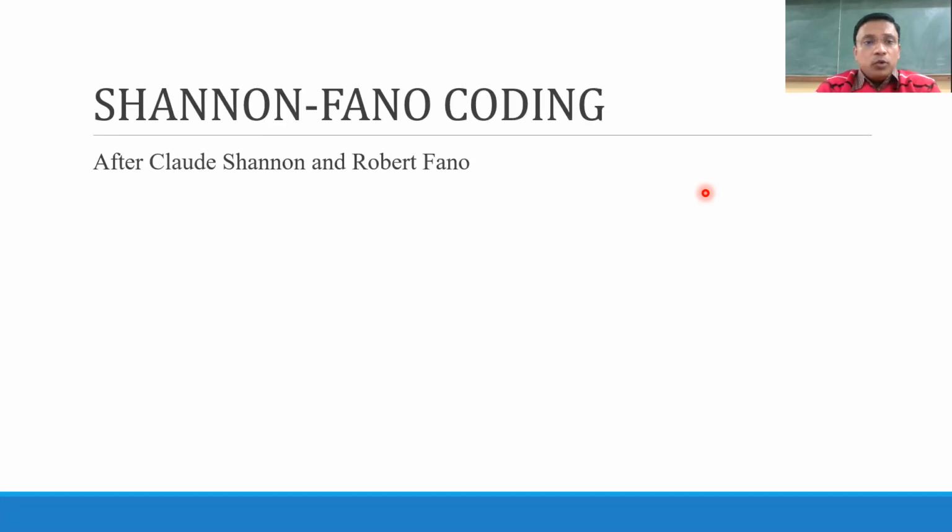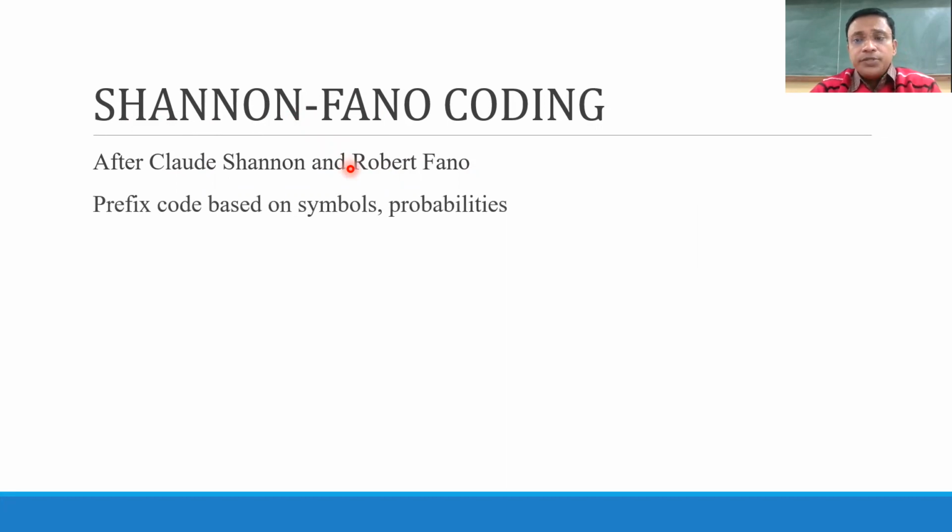So what is Shannon Fano coding? As you can see, it is named after two scientists, Claude Shannon and Robert Fano. So from their names, the coding is called Shannon Fano coding. It is a prefix code based on symbols and their probabilities. So what is a prefix code? Already we have learned. Just to recap, a prefix code means a code where two different symbols will not start with the same values. So that's a prefix code.